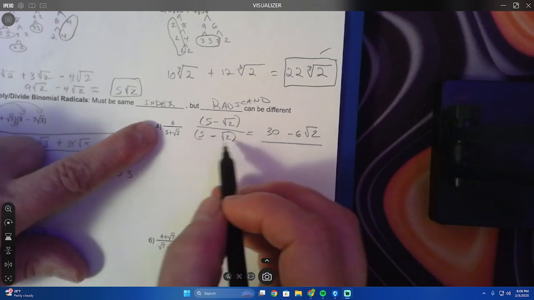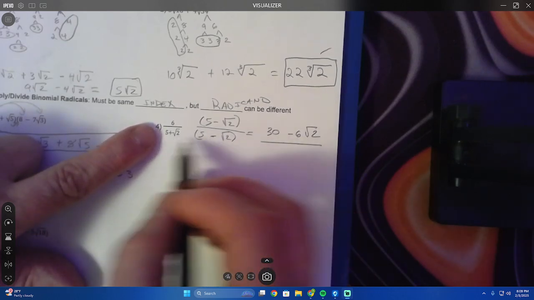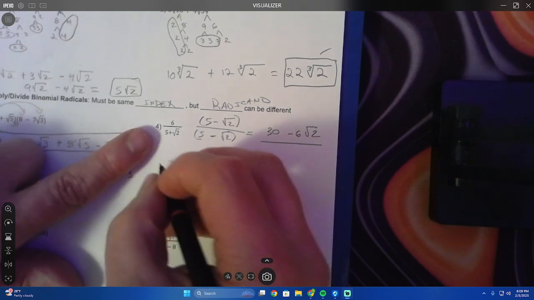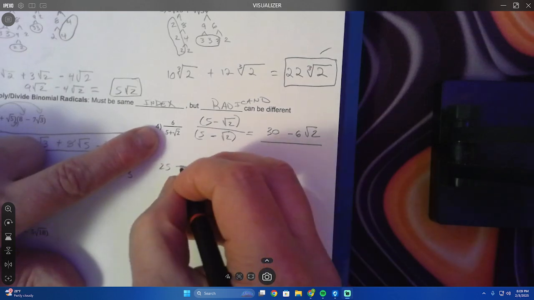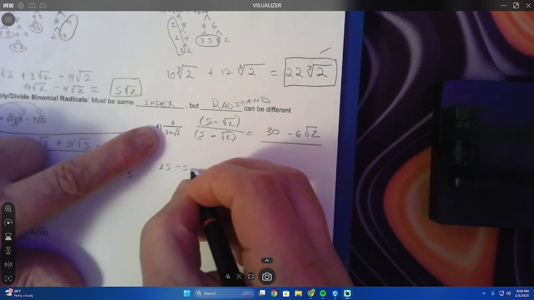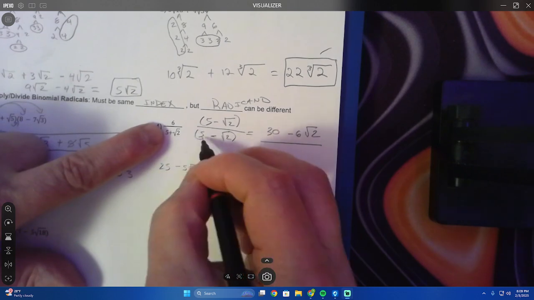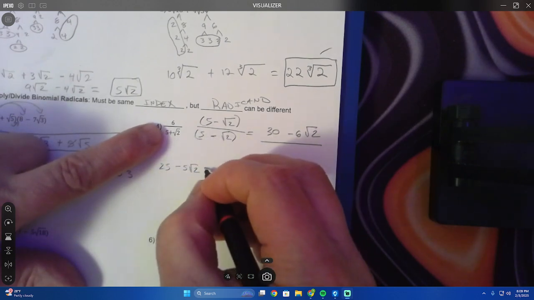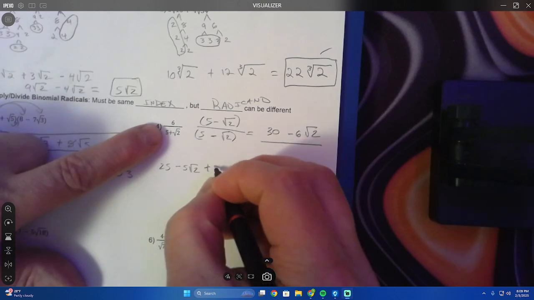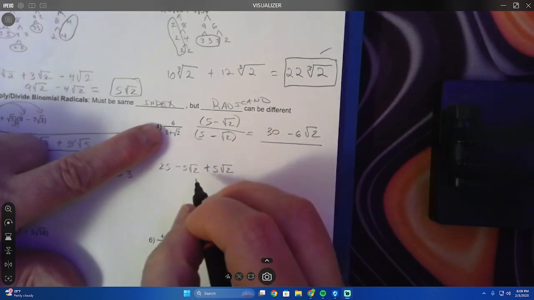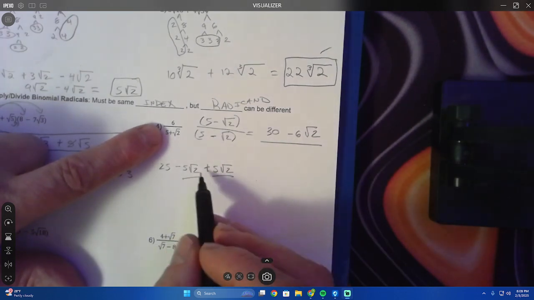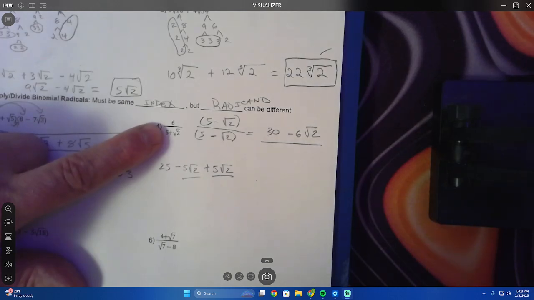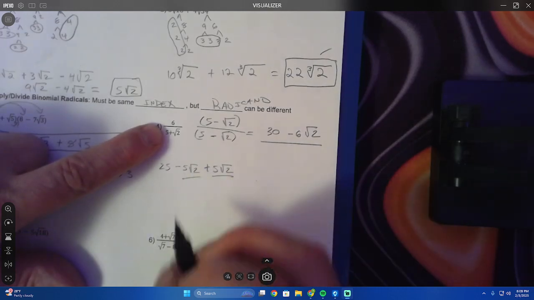Next here on the bottom, I want to take and FOIL out the bottom. 5 times 5 is 25. 5 times negative root 2 is negative 5 root 2. Square root of 2 times 5 is plus 5 root 2. I see this term and this term can cancel. That's a good sign. Remember, I'm trying to get rid of all radicals in the denominator.